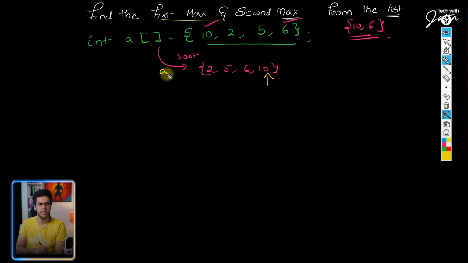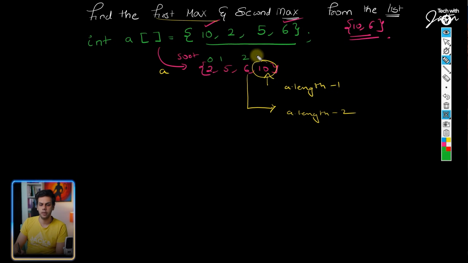So if this is A, the array reference, I'm going to do A dot length minus 1. I'm going to get the largest element. And if I do A dot length minus 2, this is going to give me the second largest element. So index is going to be 0, 1, 2, 3. Length is 4. 4 minus 1 is 3, so you're going to get this particular element. Length is 4. 4 minus 2 is 2. You're going to get the second largest element.